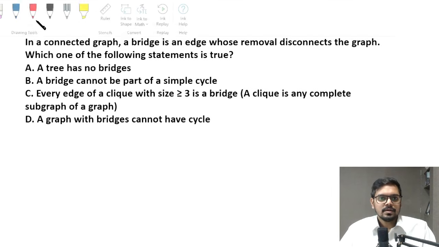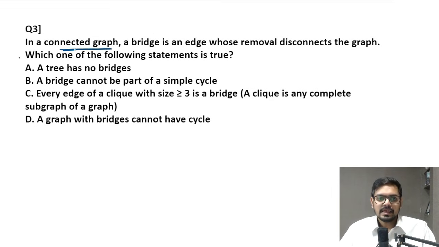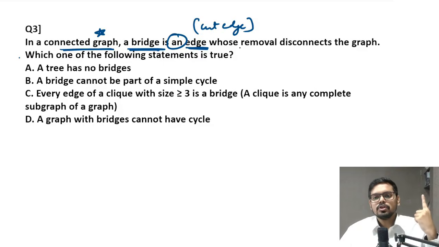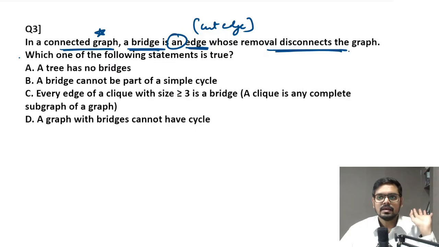Tried. So here they are saying in a connected graph, very important, a bridge. You remember a bridge? Edge connectivity, yes. If you remove an edge, just one edge, so it's not a vertex, it's a cut edge. So basically here they are talking about a cut edge because an edge is one edge. So one edge removal disconnects the graph. Which of the following statements is true? A tree has no bridges. Wrong. Every tree has a bridge, and every edge is a bridge.